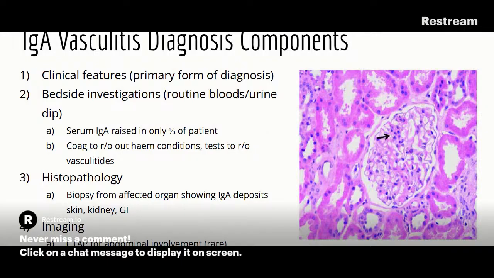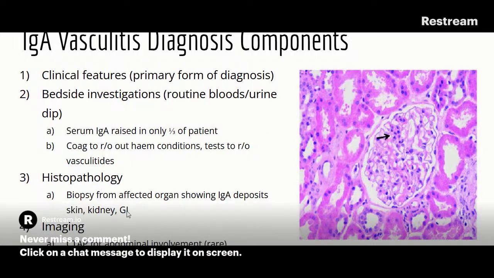You can do bedside investigations, routine bloods and urine dip. Serum IgA, you expect it to be raised, but it's only raised in a third of patients. And from an exam standpoint, when you think about IgA, you should also think about ITP and TTP, your immune thrombocytopenic purpura and thrombotic thrombocytopenic purpura, and the coagulation screen will rule that out.